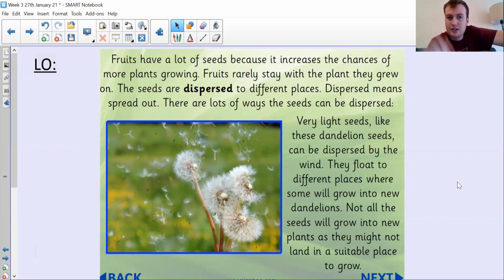Very light seeds, like in the picture, these dandelion seeds, are dispersed by the wind. The wind blows these little seeds and they spread out along the field or wherever they are. They float to those different places and then they grow into new dandelions. Not all the seeds will grow, because they might land somewhere where they can't grow. They accidentally land on a car. You're not going to suddenly have loads of dandelions growing on your car, okay?